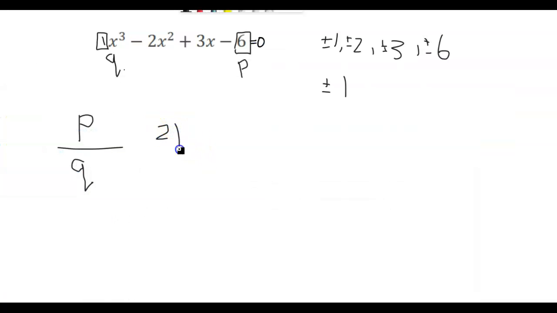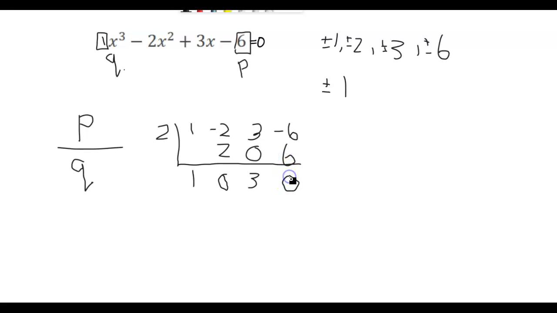So to do synthetic division, we put the 2, and then we put all the coefficients of our third degree polynomial here, which is going to be 1, -2, 3, and -6. Just like this, all the coefficients there. We bring down the 1. 2 times 1 is 2. Add those together, you get 0. 0 times 2 is 0. Add that together, you get 3. 2 times 3 is 6. Add that together to get 0.